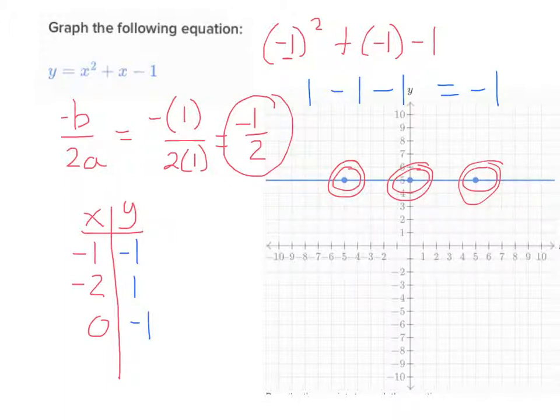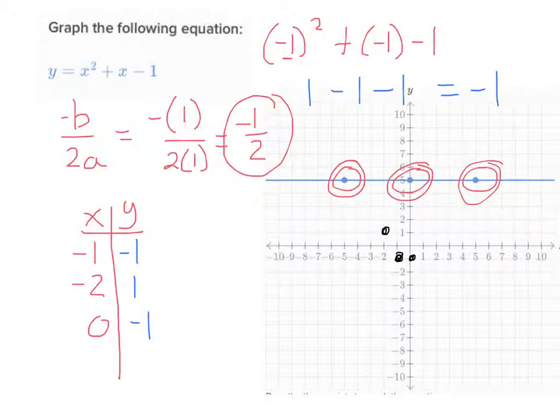Negative 1 is right there. Negative 2. No, I graphed negative 1 wrong. This is not negative 1, negative 1. Negative 1 is right there. Negative 2, up 1 is right there. And 0, negative 1 is right there.